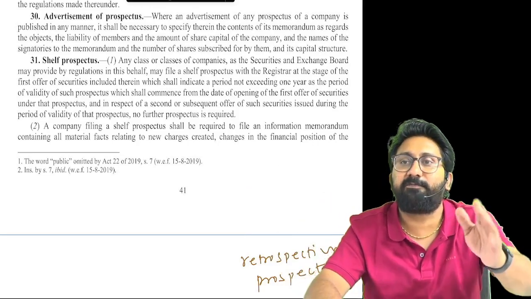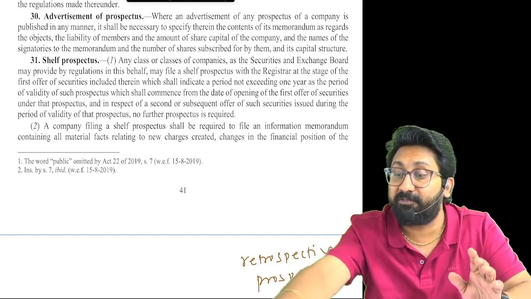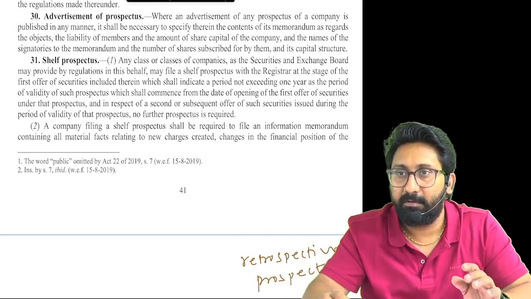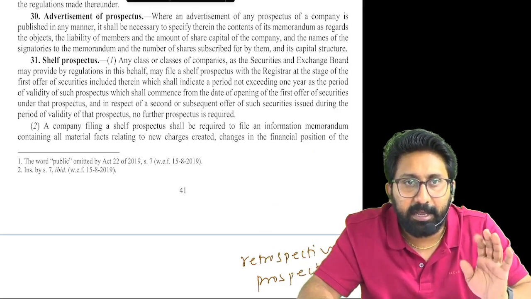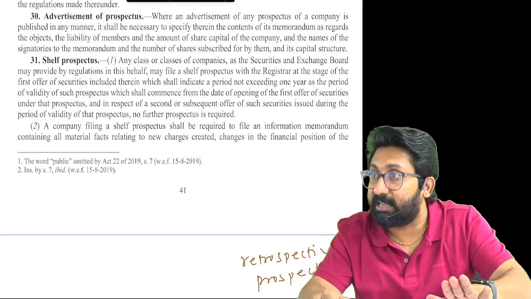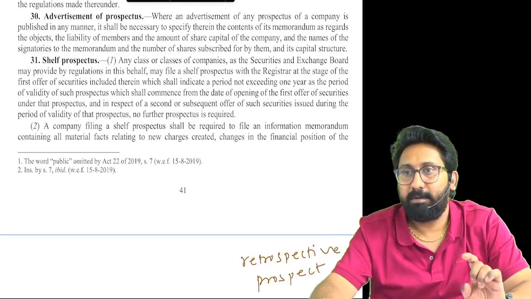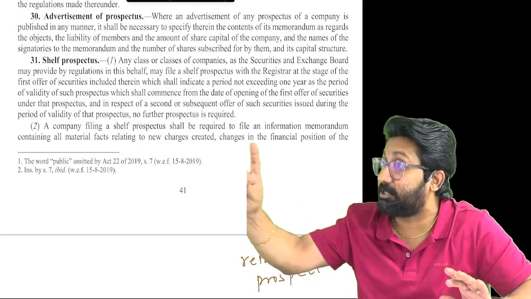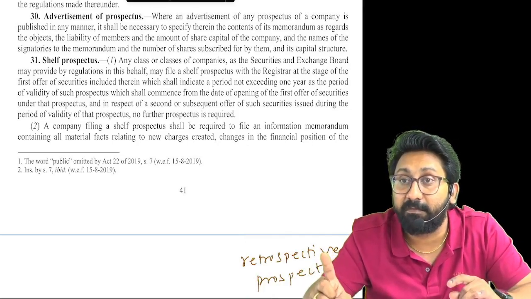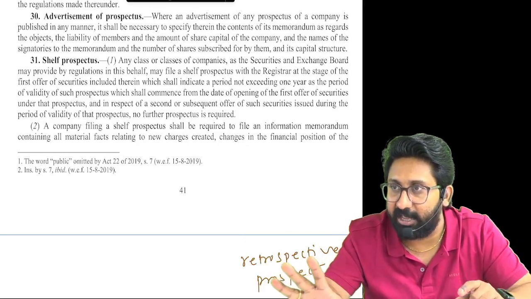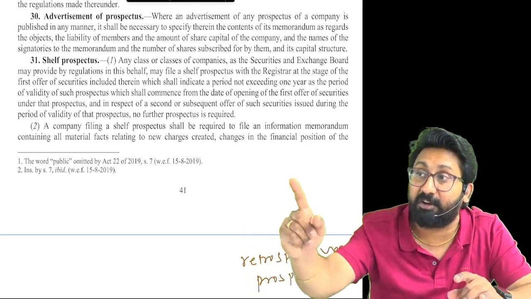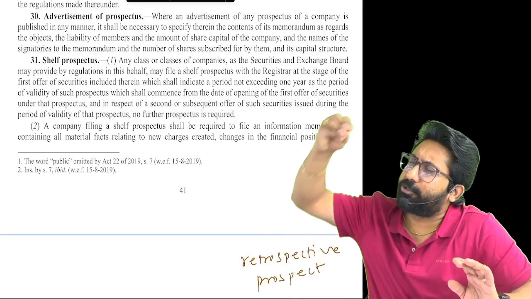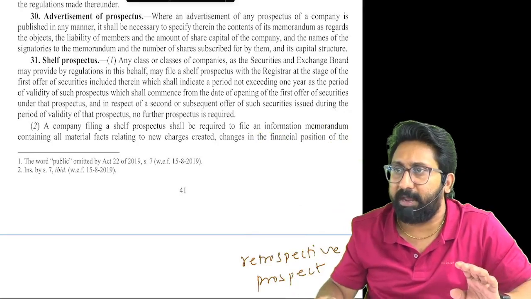So the shelf life of a shelf prospectus is 1 year, not from the financial year, not from the calendar year. 1 year from the first offer. Today, what is the date? April 8th. Technically, it will be valid till April 7th of next year. Validity period will be 1 year from the date of first issue, the date of opening of the first offer. From there 1 year will start. In this 1 year time, you can issue whatever number of public offers you want to make.